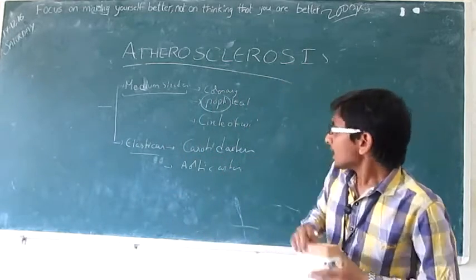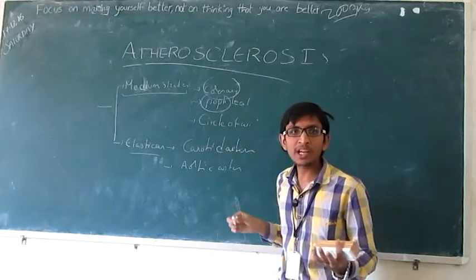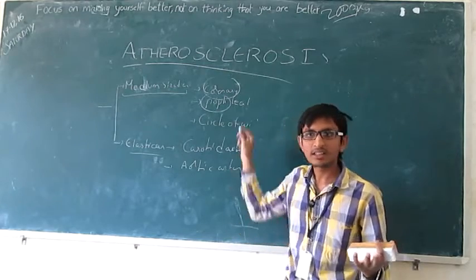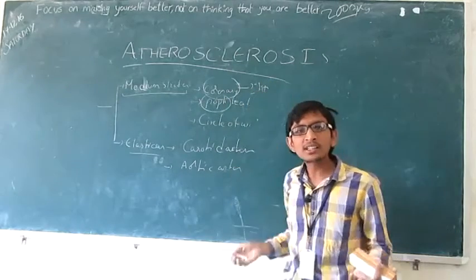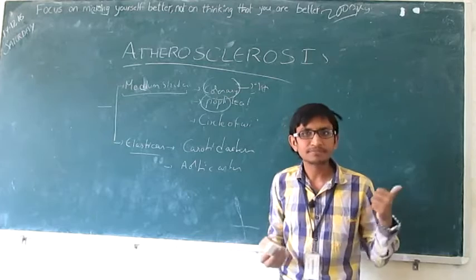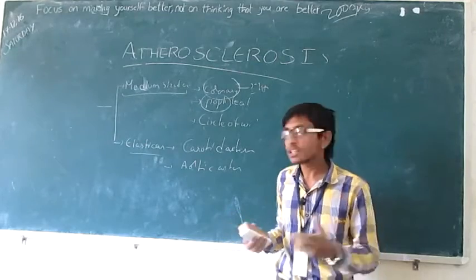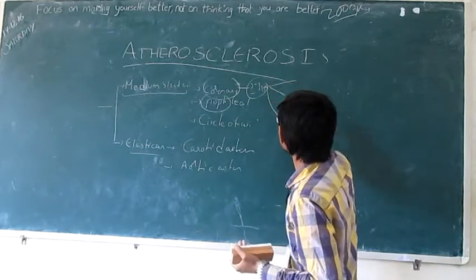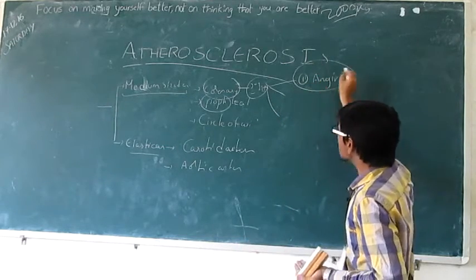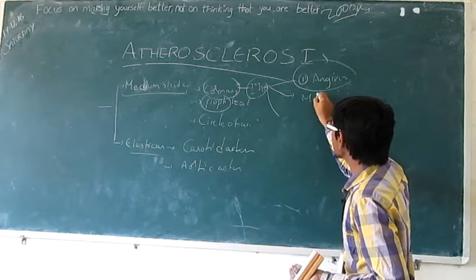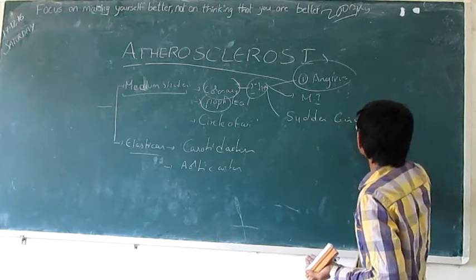If an atherosclerotic plaque or lesion involves your coronary artery, you end up with a heart attack, that is, ischemic heart disease. What is ischemic heart disease? It involves three things. Number one is angina. If this angina is severe, it ends up in myocardial infarction and ultimately leads to sudden cardiac death.